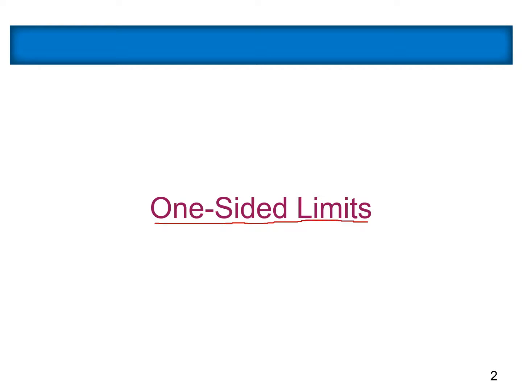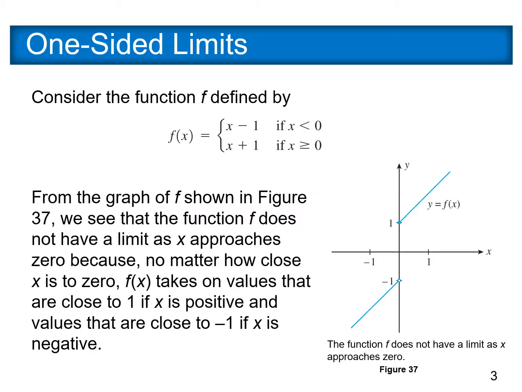One-sided limits is a continuation of the previous topic where we described general limits, but on this one we're really going to be focusing on one side. What does that mean? Well, it means, for example, that we have a function like this. Okay, so here it is.